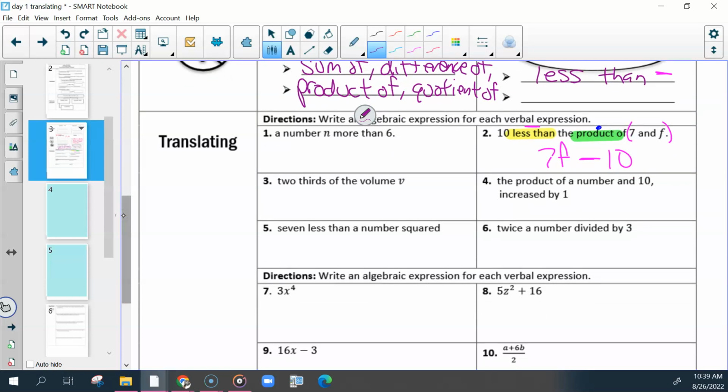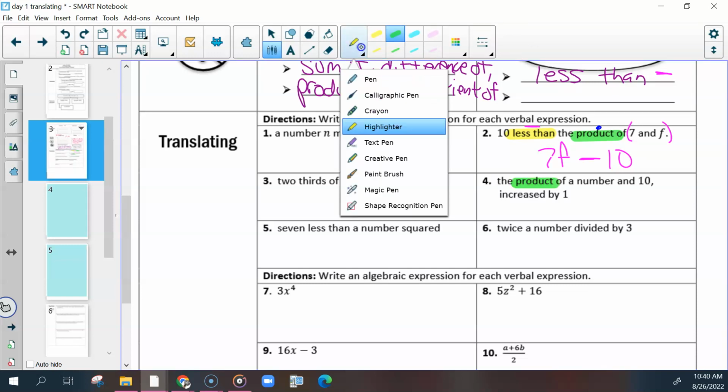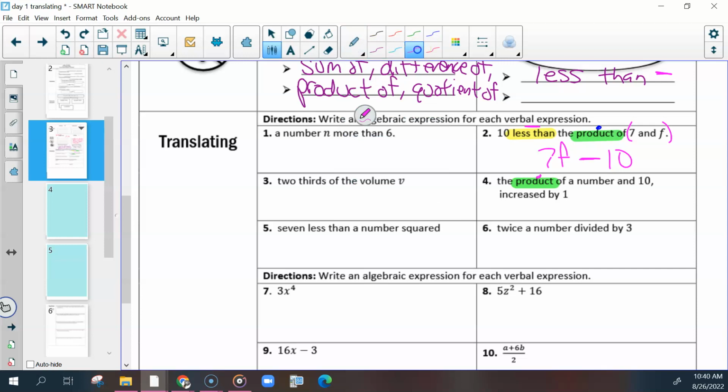Number 4, the product of a number and 10 increased by 1. What operation words do you see? Product, and we just found out that that's multiplication. Any other operation words? Increase, and that tells us to do what? Add.